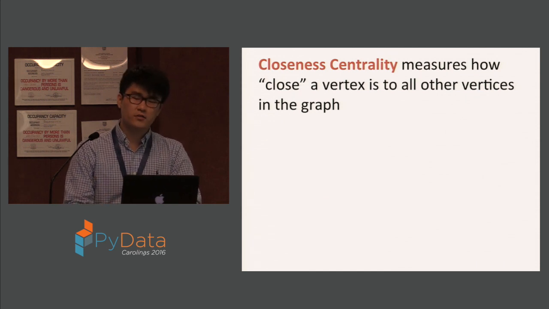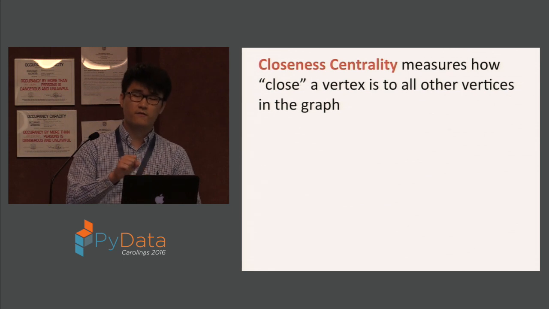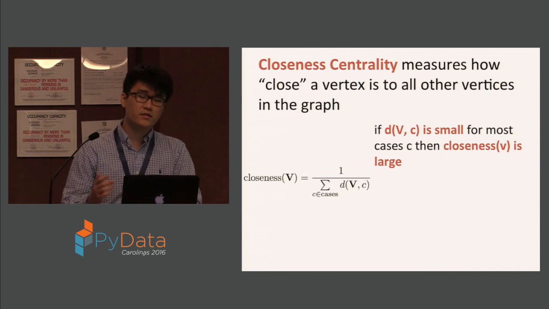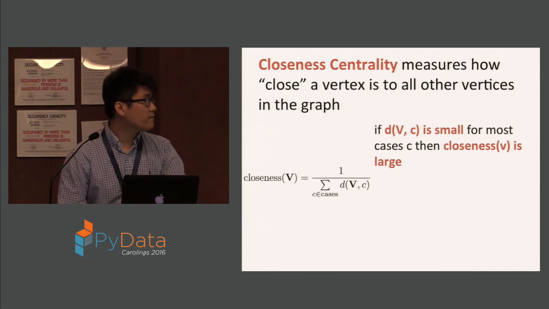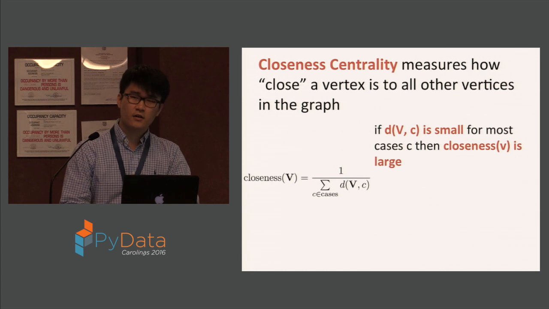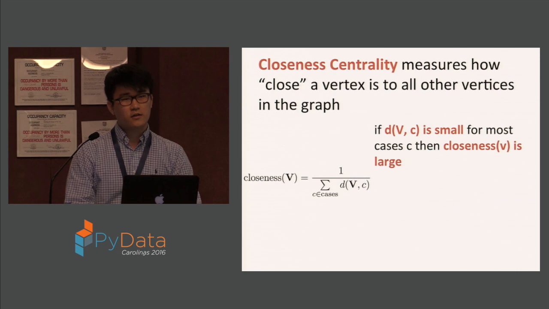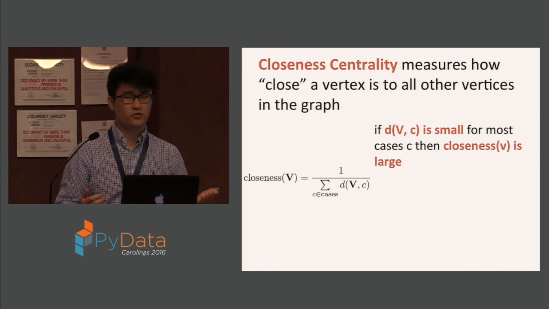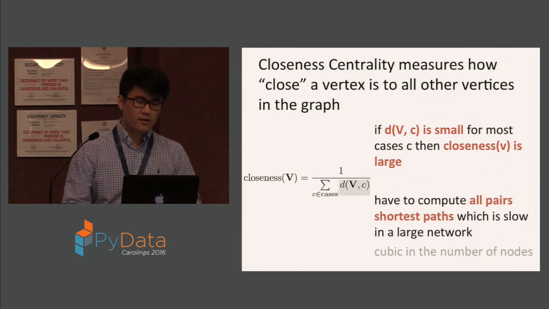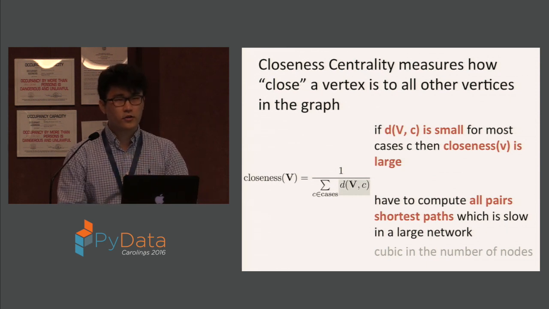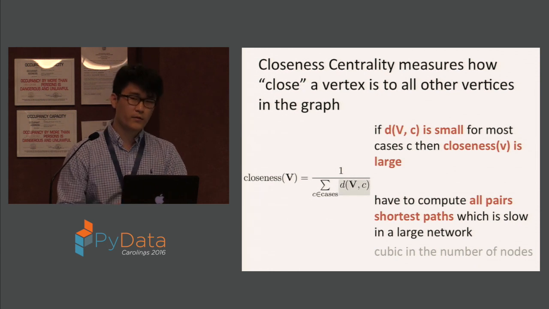In summary, closeness centrality measures how close a vertex is to all other nodes in the graph. And closeness centrality of V is defined as 1 over the summation of the shortest paths from V to all other nodes. So in summary, if the distances of the shortest paths are small, then the closeness centrality is large. But this comes with a downside. We have to compute all pairs of shortest paths, and this is actually cubic in algorithm time with respect to the number of nodes.